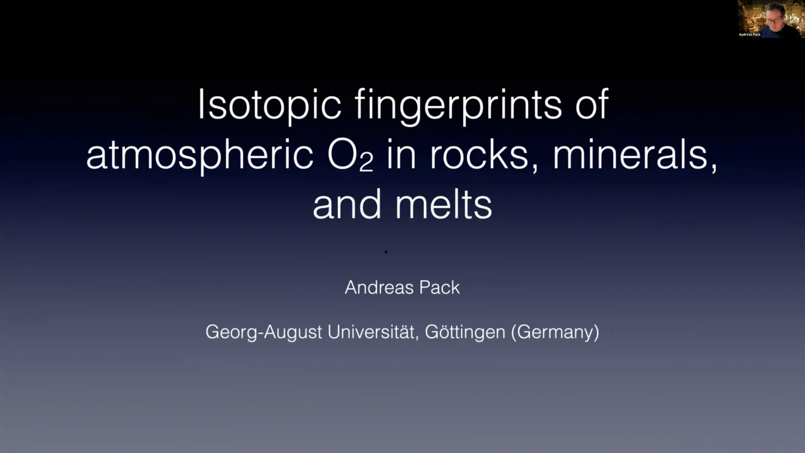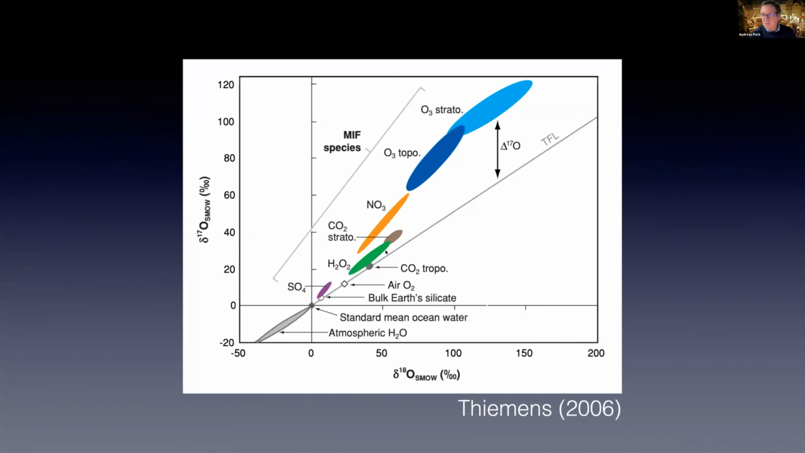So the atmospheric oxygen, as mentioned in Martin's talk, is by mass the largest reservoir of anomalies with an isotopic anomaly in oxygen triple isotopes. And this is a graph from a review article by Mark Thiemens from 2006 showing the terrestrial fractionation line. This is a mass-dependent fractionation line, and then all these atmospheric components with an isotope anomaly.